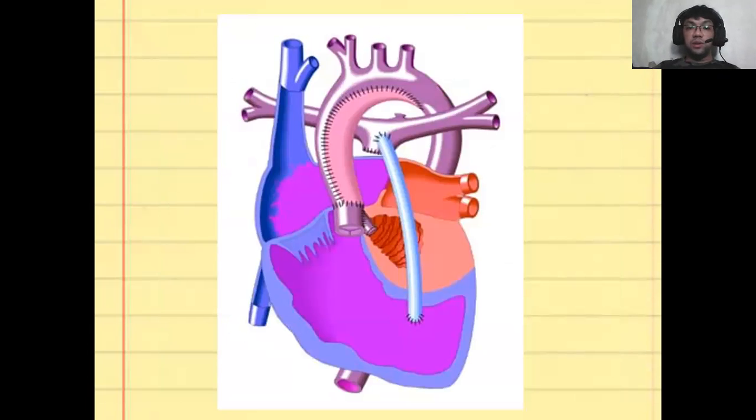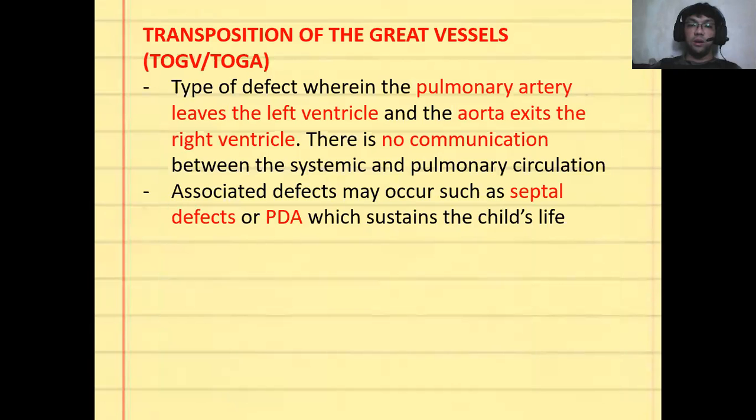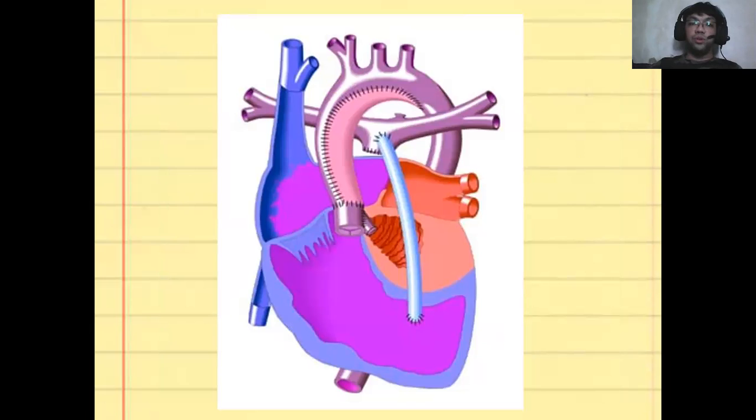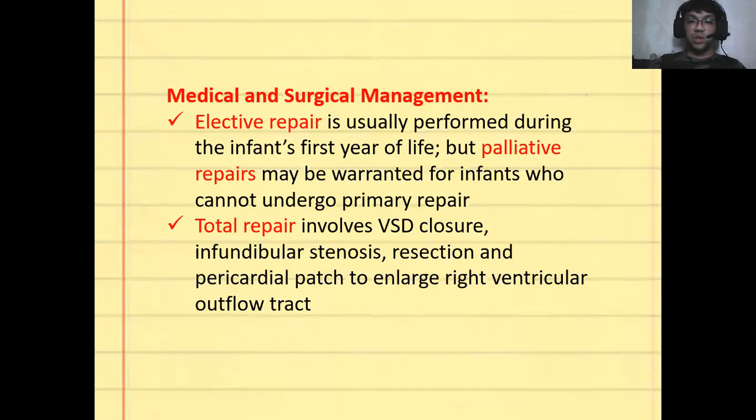And this is going to be the total repair of children who are suffering from Tetralogy of Fallot. In order to do that, they are still going to create a shunt, like what I've mentioned earlier. They will close the VSD, do some resections, and place a pericardial patch to enlarge the right ventricular outflow.